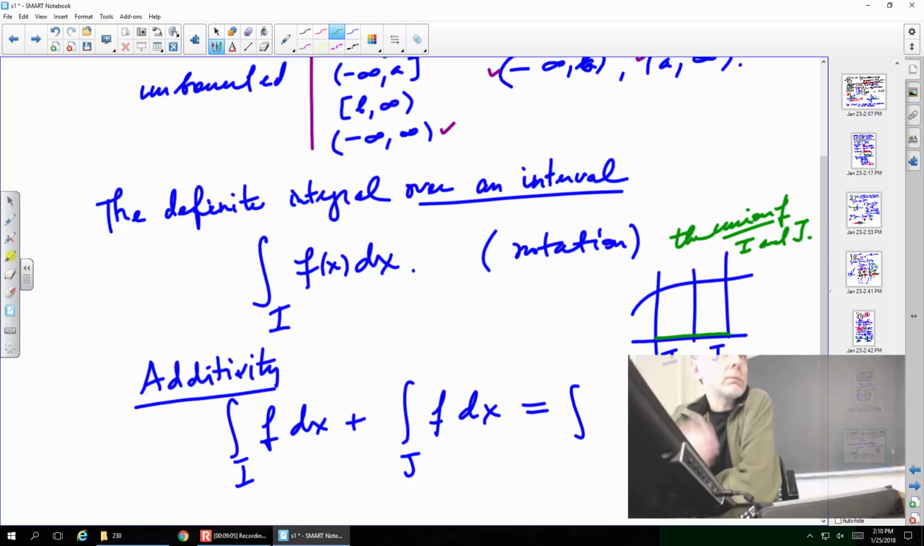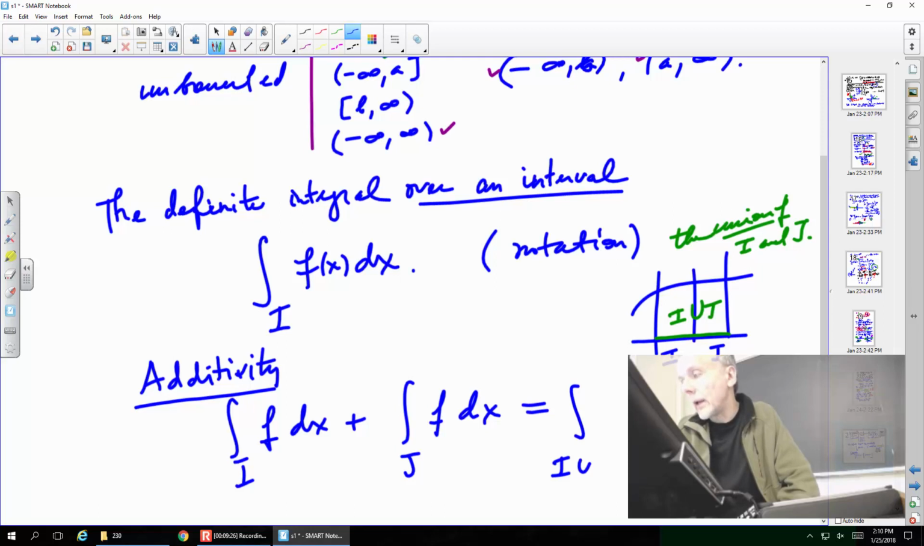Okay, so remember that word from before? No? Union, that's right, and the notation is the U symbol. So this is I union J. You don't say U, you say union, but still it works out. And I want to integrate over all of this new interval, I union J, the one that is in green.